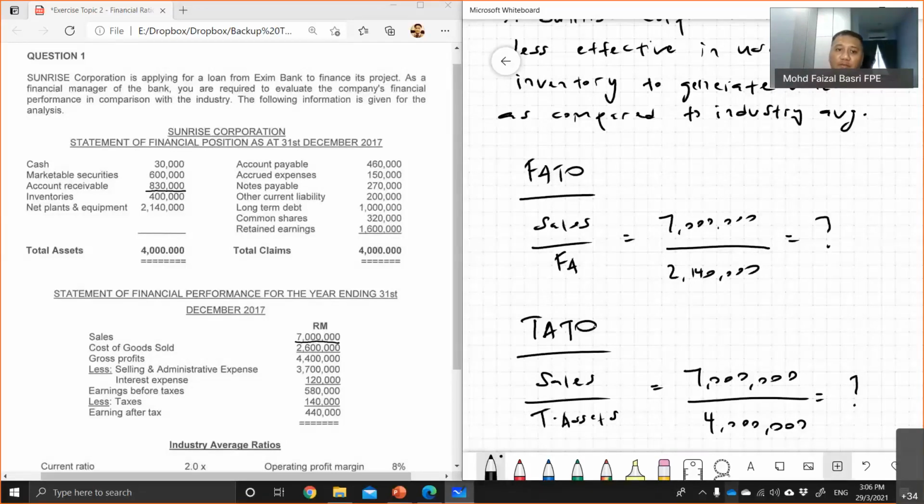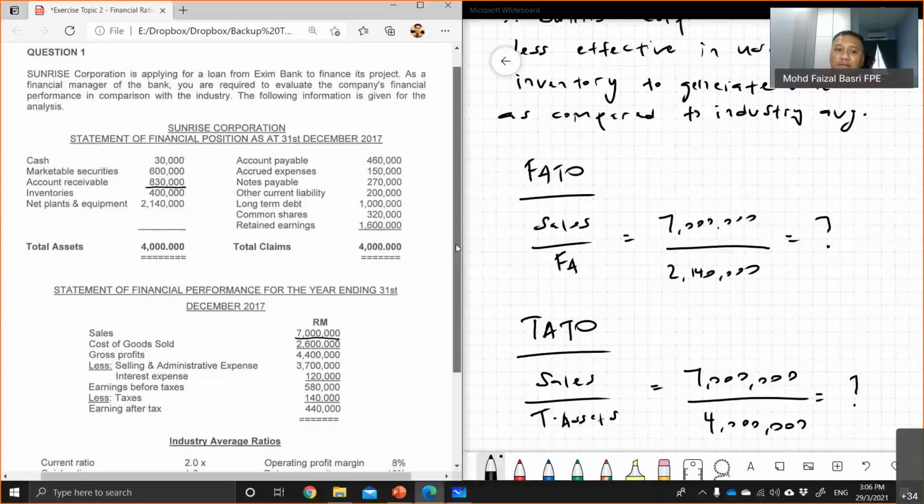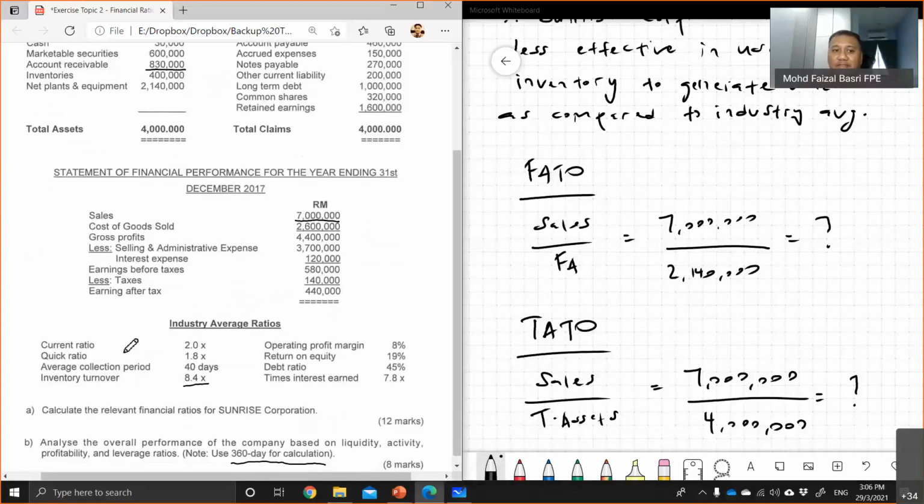Okay, but both again will not be comparable with the industry average because the question doesn't provide us with any reference, so we cannot compare for fixed asset turnover and also for total asset turnover.